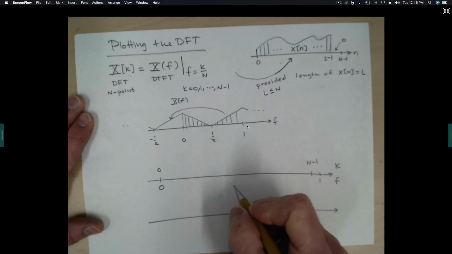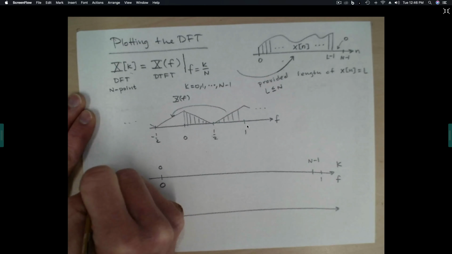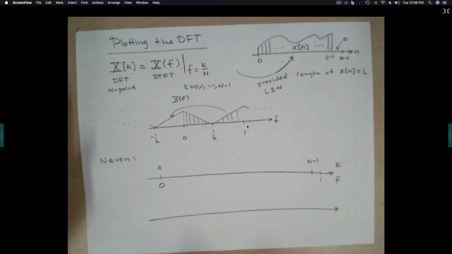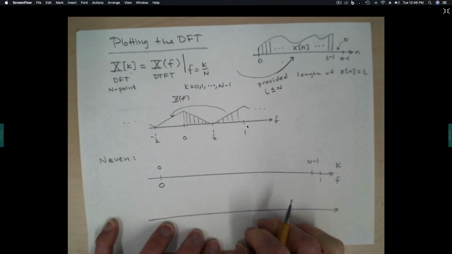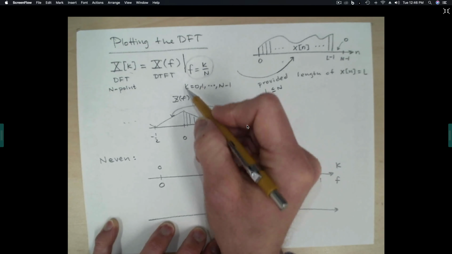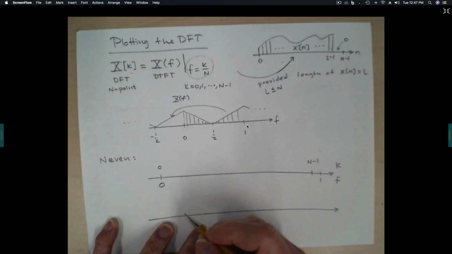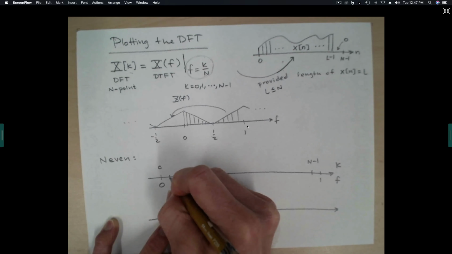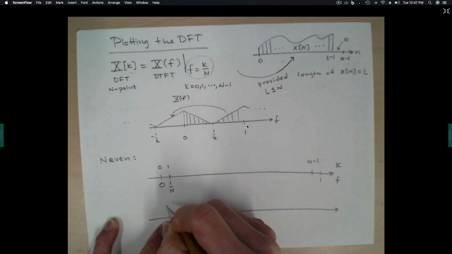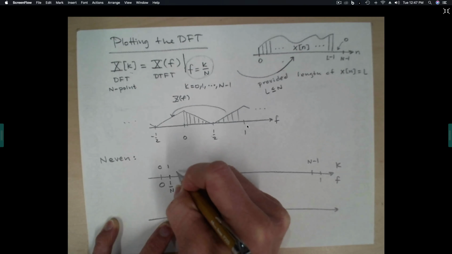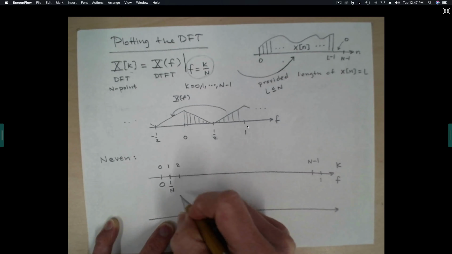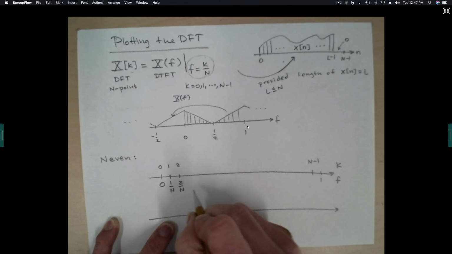I'm going to do this exercise for two different cases. Let's start with the N even case, and then we'll take N odd next. So remember that the relationship between frequency and bin index k is given by this formula. Bin 0 corresponds to frequency 0, bin 1 corresponds to 1 over N. Bin 2, when k is 2, frequency f is going to be 2 over N, and so on.